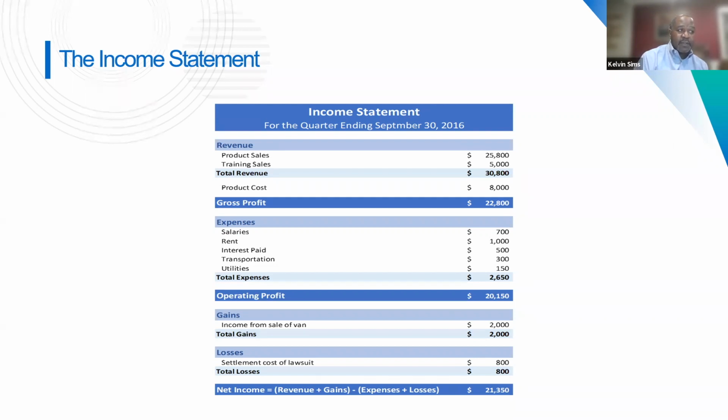Again, the gross profit is your revenue minus your product cost. Then my operating profit is taking out my expenses, my overhead costs. And then I have the gains and losses section of my income statement that will also be added to my revenue and taken out for my losses, to come up with my net income. Again, revenue plus gains minus the expenses plus the losses.